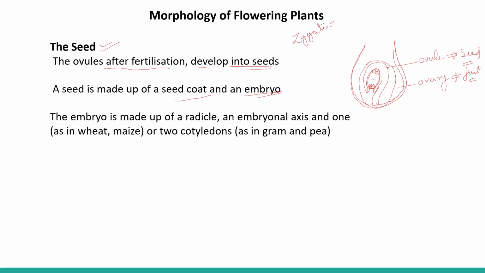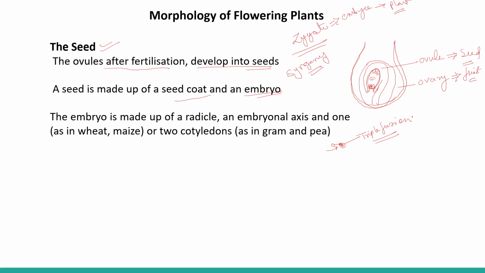Zygote gives rise to the embryo, which later forms the plant. Okay, so the first fertilization is called syngamy. Now there is one more fertilization in which the two polar nuclei fuse and one more male gamete also fuses. This is called triple fusion. Syngamy and triple fusion together are called double fertilization.